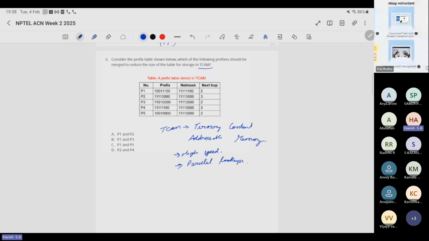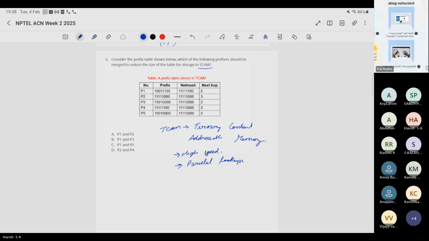It's high speed and parallel lookup, but it's got a lot of gates and a lot of physical mappings, which makes it very costly. The memory is very costly, right? So this is the prefix table that's shown.